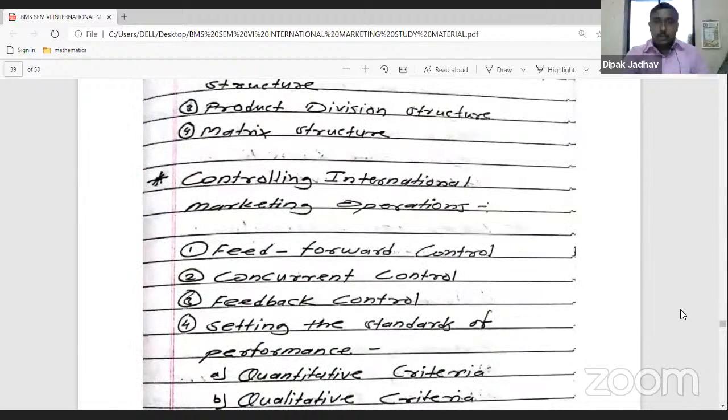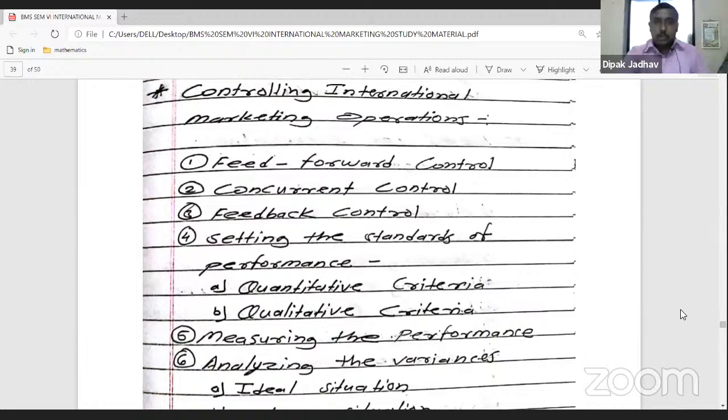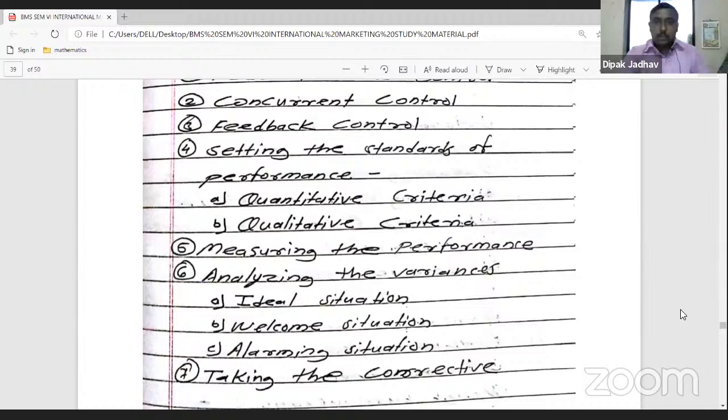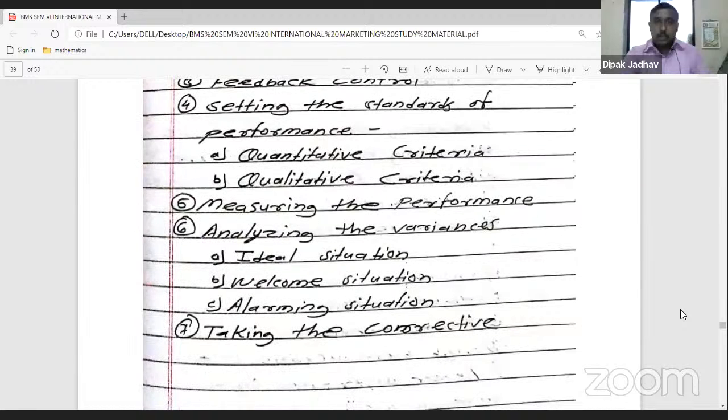The controlling of international marketing operations. The first is how we can control your market, your product, and the concerns of the control. Feedback on the performance is judged by quantitative criteria and qualitative criteria. We understand both criteria, and on the basis of these criteria we make the appropriate plan, analyzing variations: what is up to the mark, what is the welcome situation and what are alarming situations. In simple words, the welcome situation is when we get more opportunity than expected, and the alarming situation is less than expected. Both are situations we can focus on.